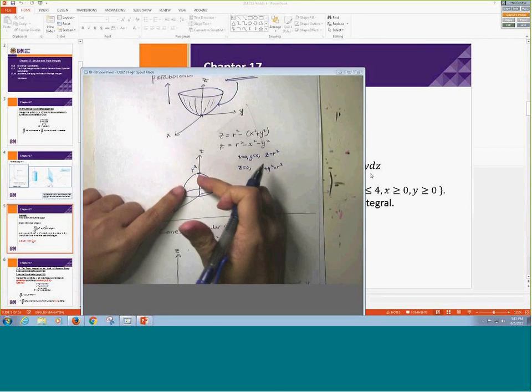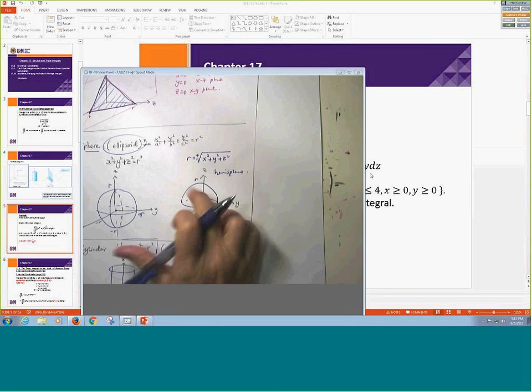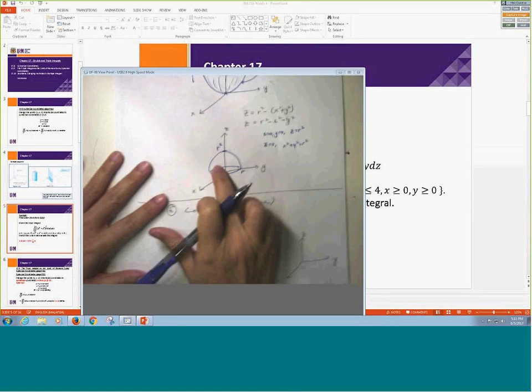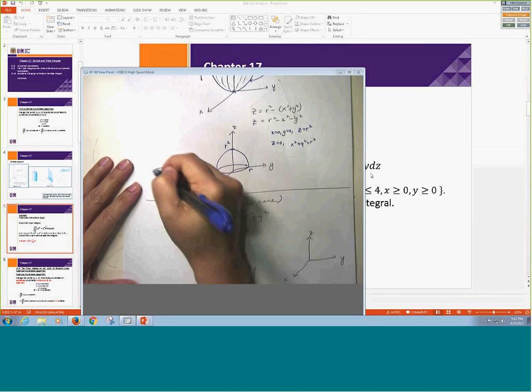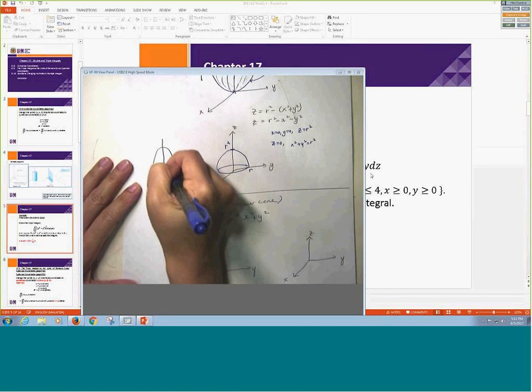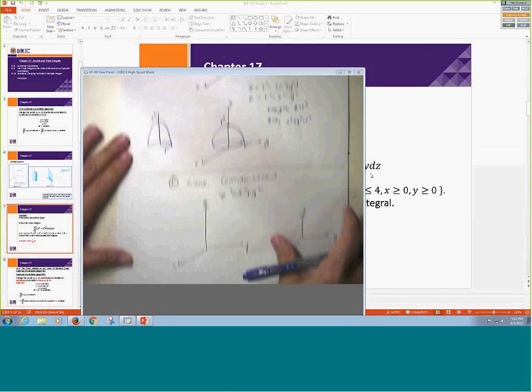So compared to the hemisphere, what is the difference? For the hemisphere, this is r, this is r. To be exact, the paraboloid is actually a shape like this. This is r, but the height is r squared.